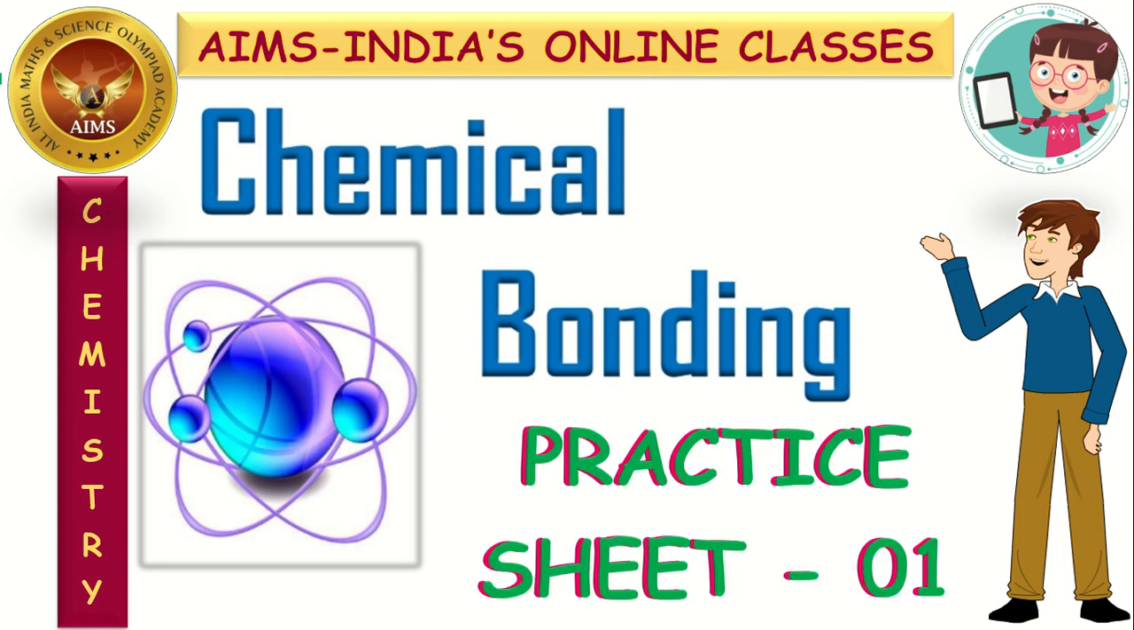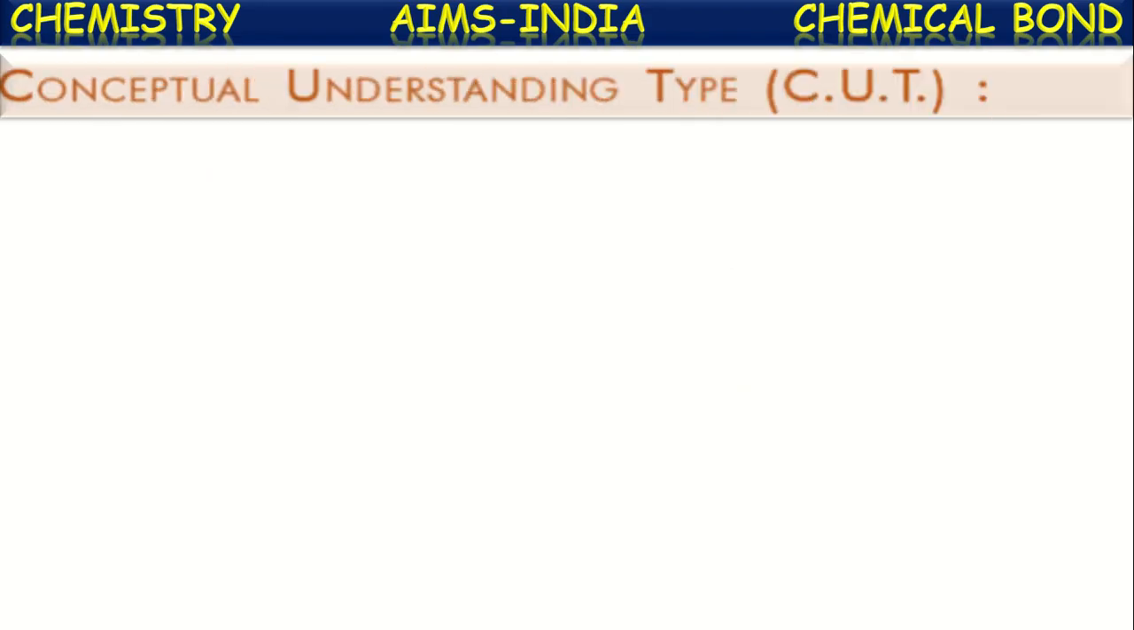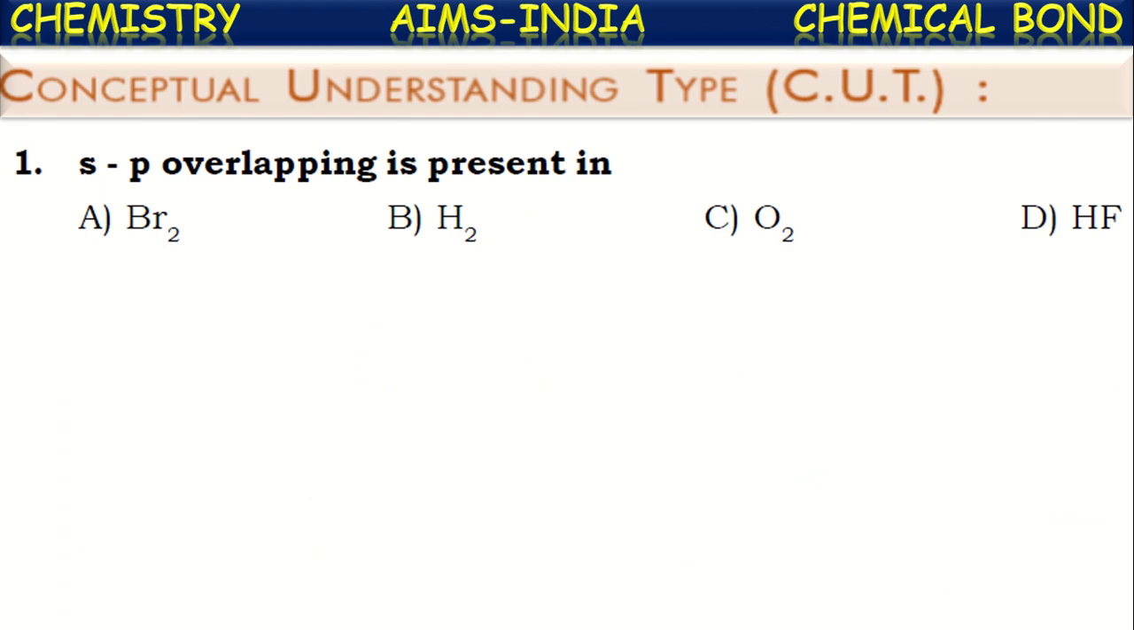Let us see first the practice sheet 1, which includes all single correct answer type questions and conceptual understanding questions. Okay, let us start the practice sheet. First, let us go through the conceptual understanding questions. See the first question. SP overlapping is present in. Say, in which molecule is SP overlapping present?